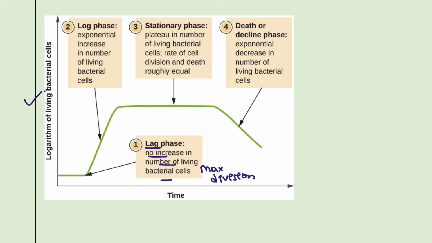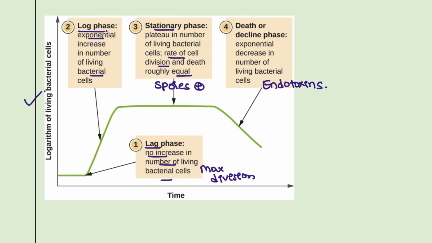The second phase is the log phase, where the number of organisms increases exponentially and the bacterial cells multiply. In the stationary phase, the rate of cell division is roughly equal to the death rate, and spore formation is also seen in the stationary phase. In the decline phase, you will see endotoxins, and there is a decreased exponential growth of all the bacterial cells.